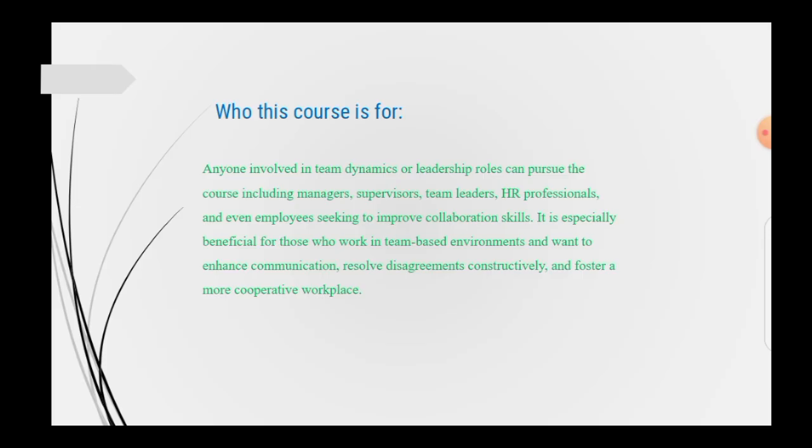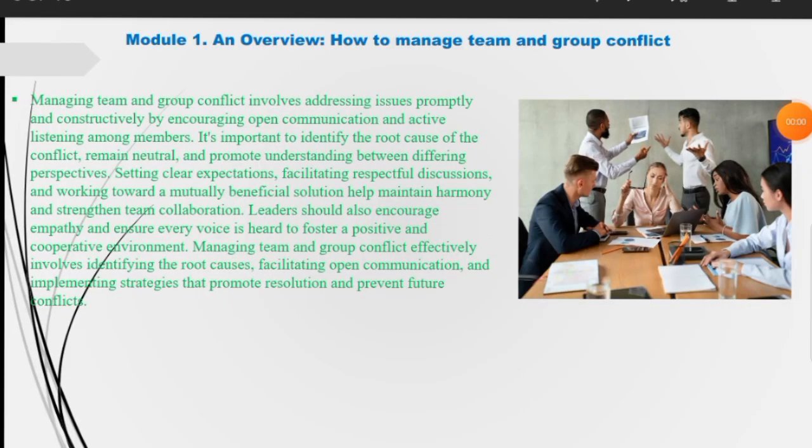So that was a brief introduction to what this course is all about. And now it's time to get into our main learning segment. Okay, so in this slide, we have our first module, that is an overview, how to manage team and group conflict. Let's see what this slide says.